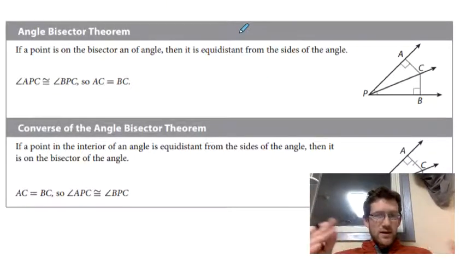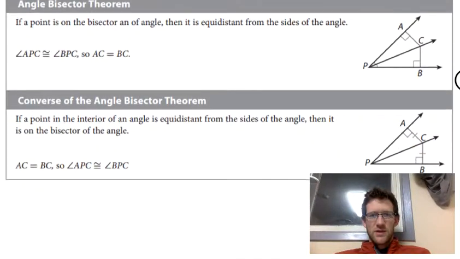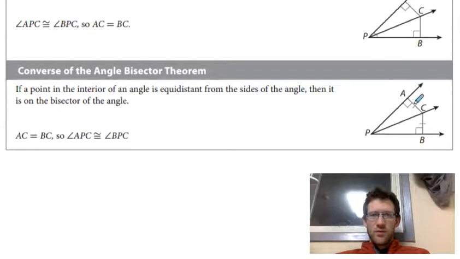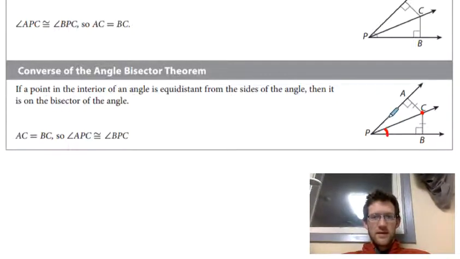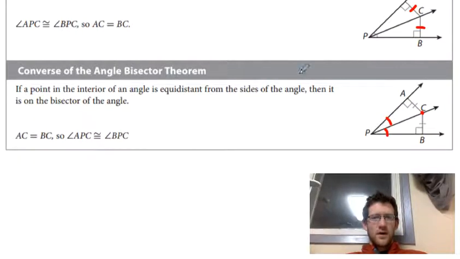This theorem also has a converse. The converse is the same thing switched around: if we have a point that is equidistant from the two sides of the angle, so it's the same distance from this side as it is from this side, then we can say it is on the angle bisector. So point C is equidistant from PA and PB, therefore it is on the angle bisector of PC. And we can conclude from that that this angle is congruent to that, similarly to how that distance is congruent to that. So keep these in mind as we move forward.